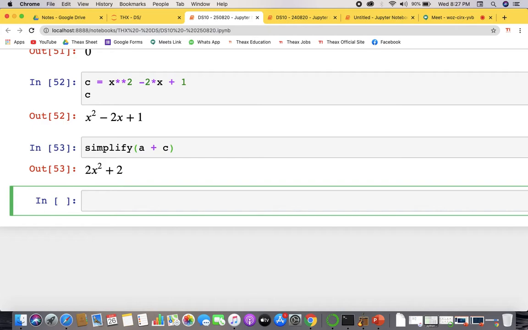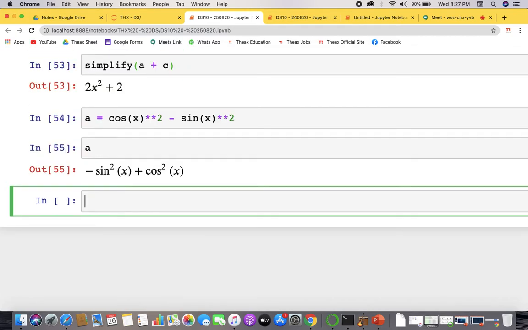There is also a method called equals that tests if two expressions are equal by evaluating them numerically at some random points. Let's say that A is equal to cos of x square minus sine of x square. So what is my A? Minus sine square x plus cos square x, right? And let's say my B is equal to cos 2x.